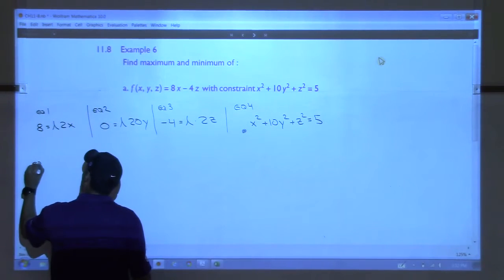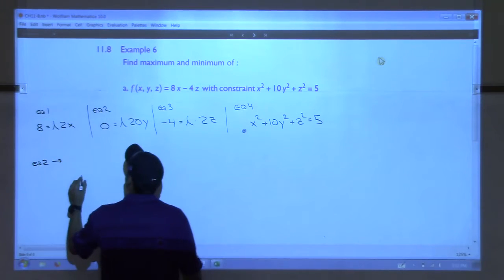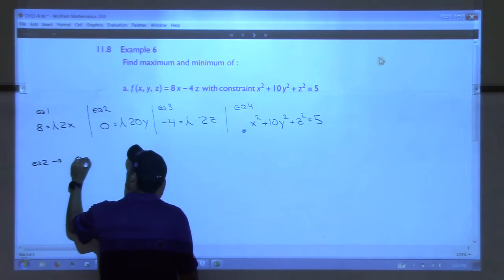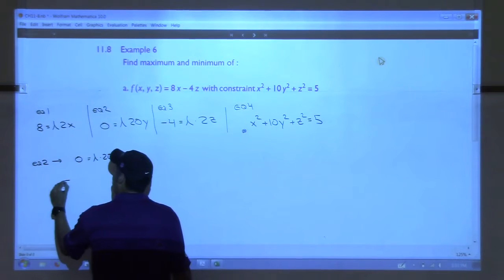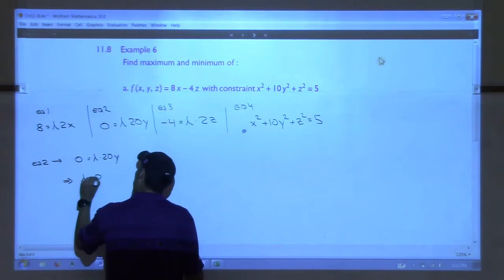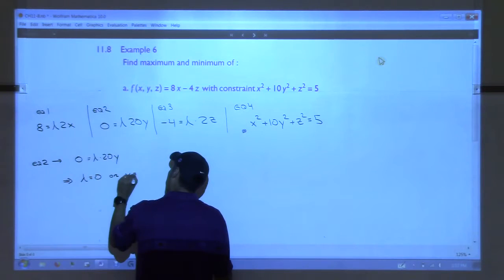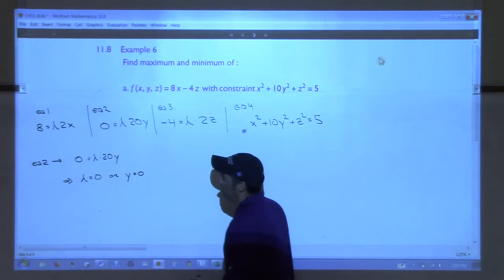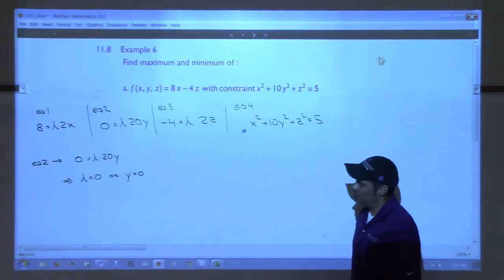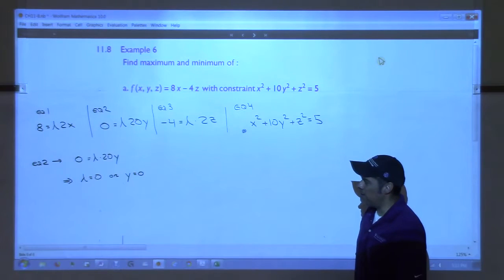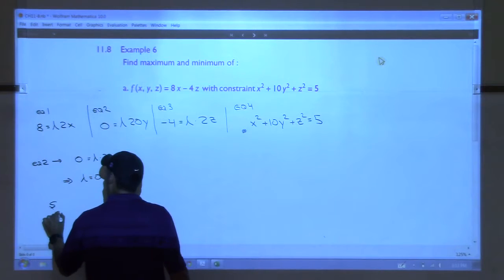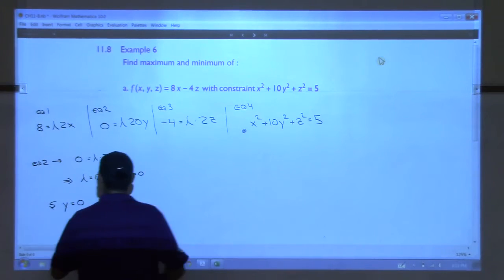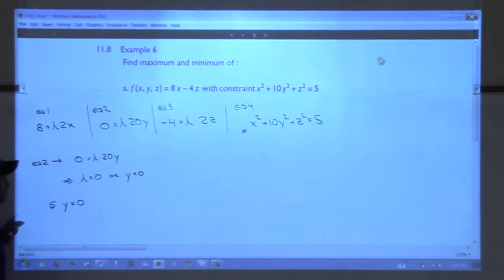Equation 2 tells us that 0 must be equal to lambda times 20y, which implies that either lambda is 0 or y is 0. All right, so that's where we'll begin. Let's go ahead and take one of those scenarios. So suppose now that y is 0. I'm going to start with y being 0 and not lambda being 0.